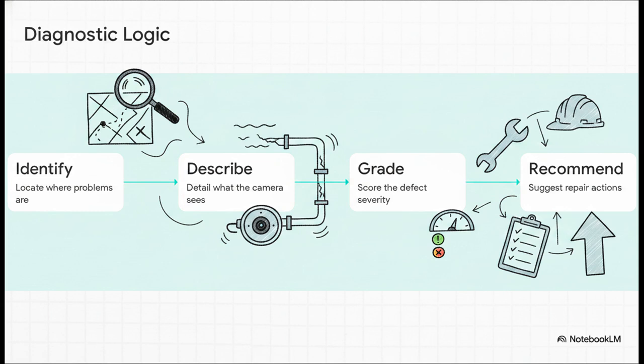First, they identify the location of the problem. Second, they describe what the camera sees. Third, they grade the severity of that defect. And fourth, they recommend an action based on those specific findings. Honestly, if your report is missing even one of these steps, that's an immediate red flag.